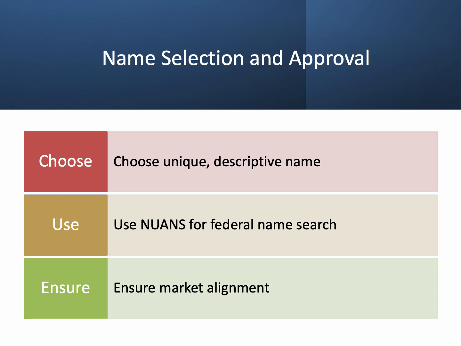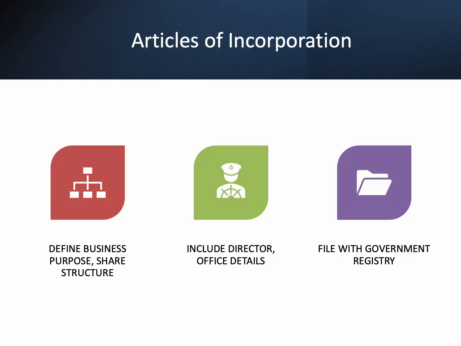The step aligns with course objectives by equipping you to choose compliant, marketable names, enabling corporations to resonate with Canada's consumers. This slide transitions to articles of incorporation, where we'll explore key documentation. Following name selection, let's explore articles of incorporation for for-profit corporations in Canada.